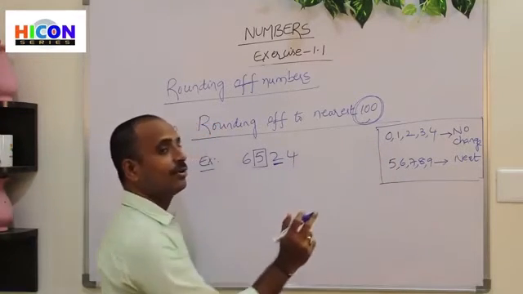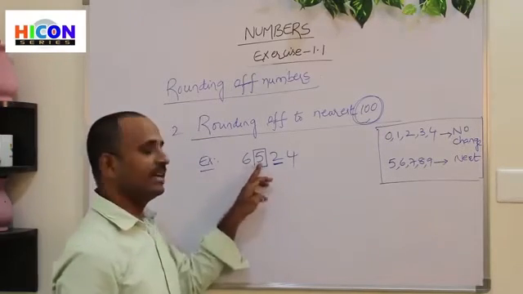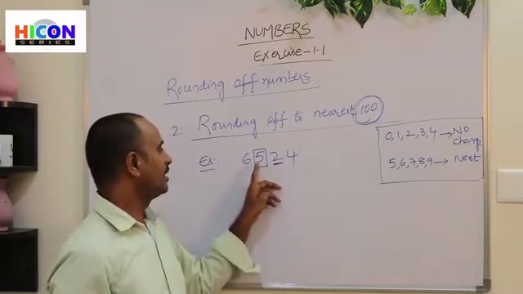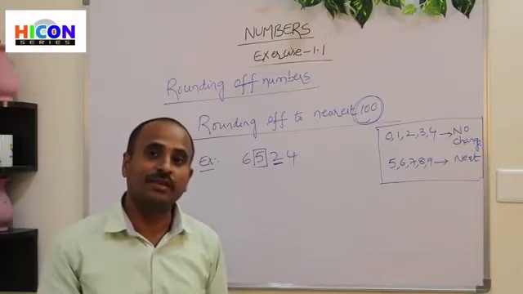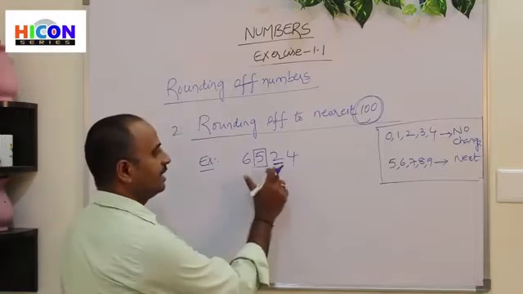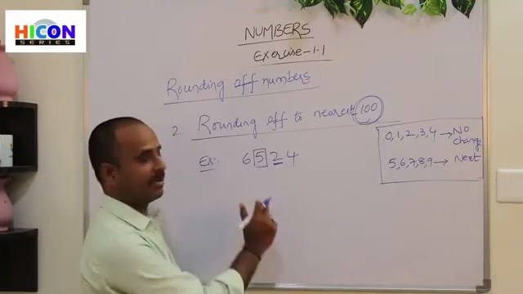Then we have to round off the given number to the same digits. That means the hundreds should not be changed. If the next digit is less than 5, the hundreds should not be changed. If the next digit is greater than 5, then round off to the next hundreds. So here the next digit is 2 and it is less than 5, so keep the same hundreds.